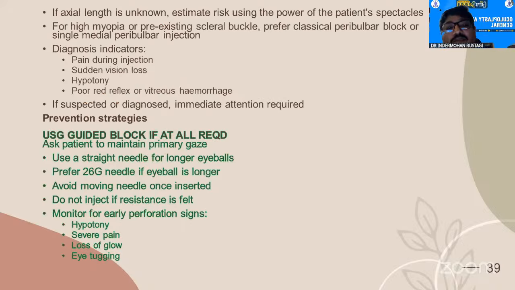Sometimes we are unaware of the axial length or cannot estimate it, so by looking at the patient's spectacles, we can have an idea. Pain, sudden vision loss, hypotony, or a poor red reflex should get your immediate attention. To avoid this, you should ask the patient to maintain primary gaze, use a straight needle, and if the eye is myopic, we can take a smaller needle, and don't inject if resistance is felt. These are the few things which should be monitored.